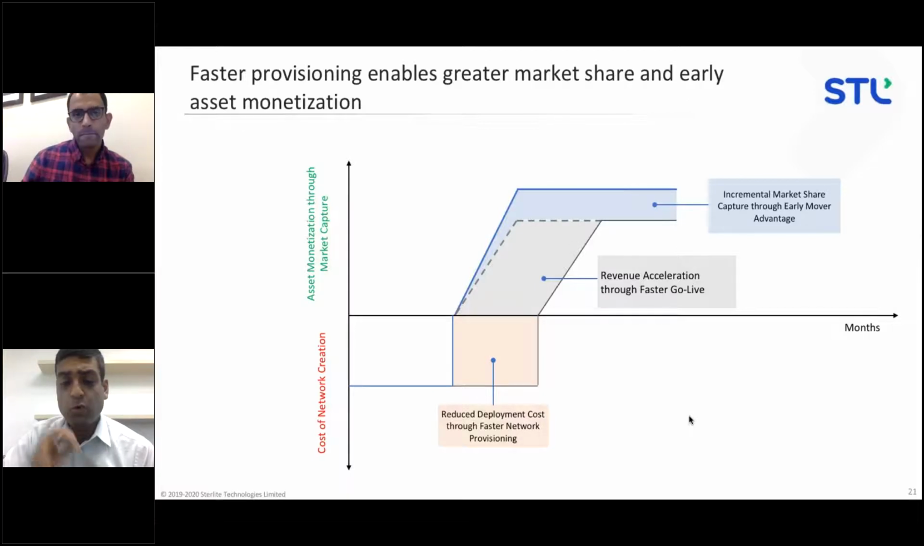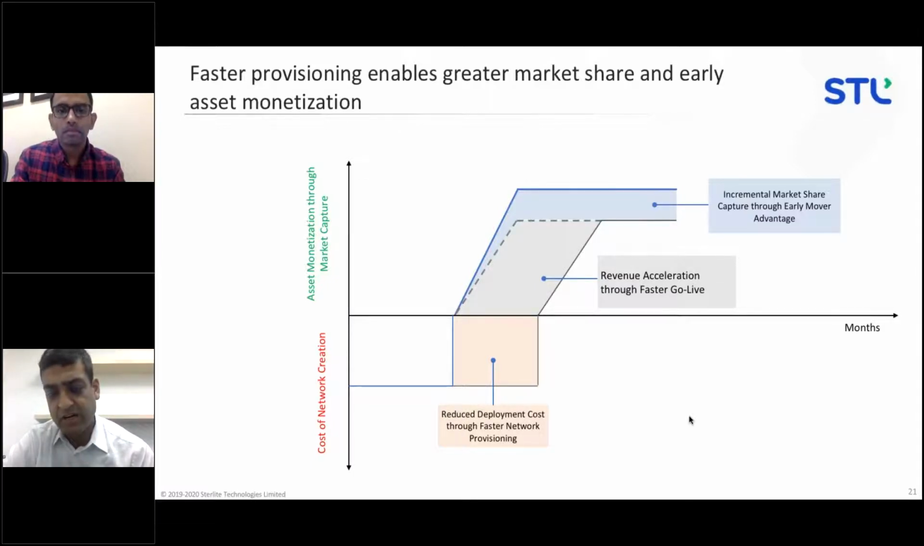Now, why do we want to deploy networks faster? There are two reasons. One is that the cost of network creation is significantly lower with faster deployment, and that's what's shown in the bottom half of that graph. When we move to faster network deployments, which is shown in the curve in blue, as opposed to the original schedule that we might have had in black, the shaded region is a pictorial representation of how much cost you save through faster deployment. Now, the other thing that happens is on the revenue front. When you deploy your networks faster, you begin to capture an incremental market share, possibly through an early mover advantage.